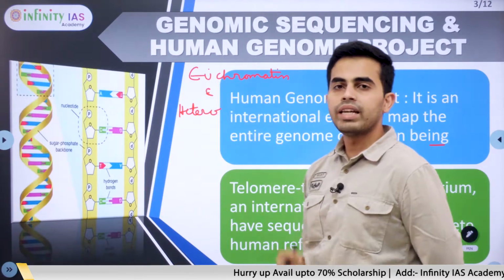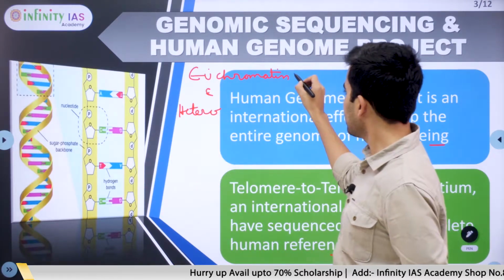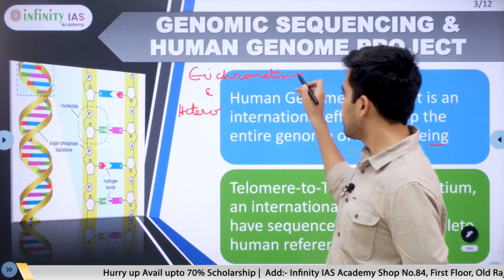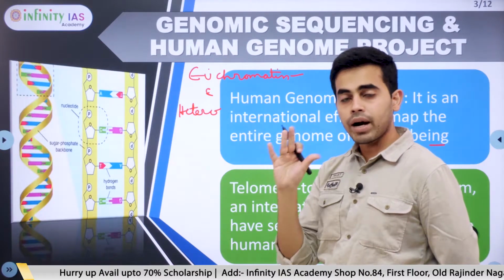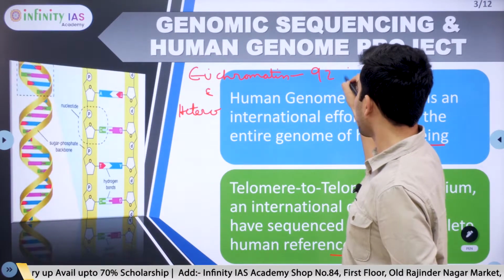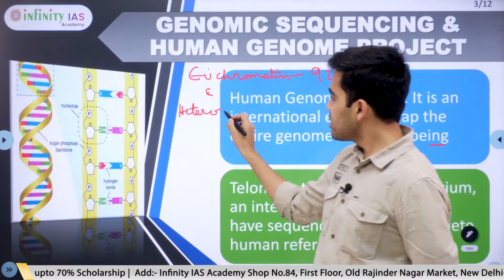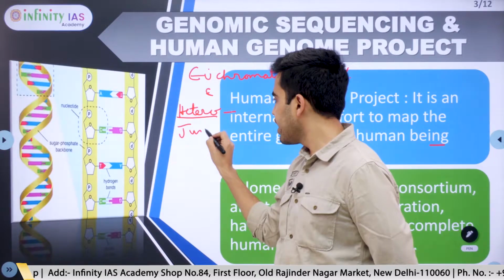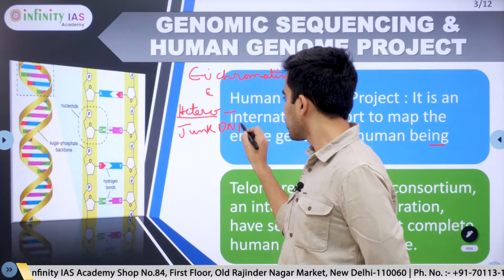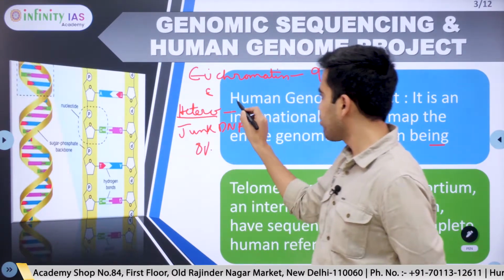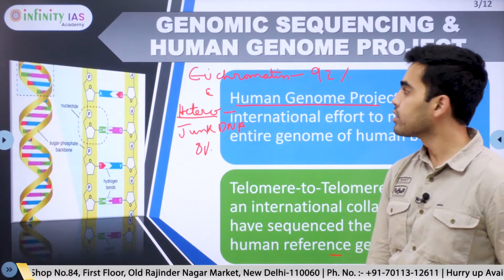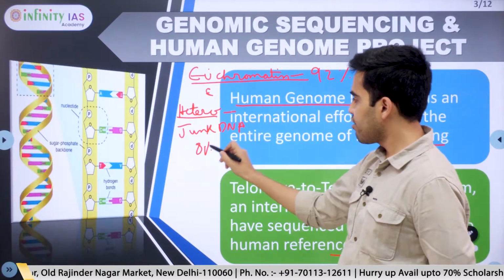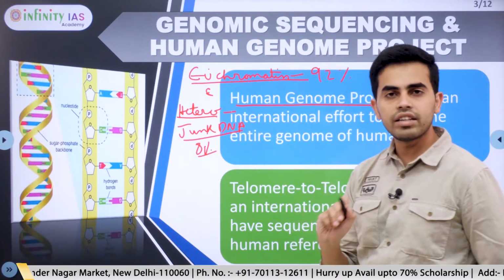Euchromatin, "eu" means true. So euchromatin is the major part, and it was believed that this is the most important part of the genetic material. That is, it forms about 92%. Heterochromatin was also called junk DNA, the 8% that was left out in the Human Genome Project. So the Human Genome Project mapped the euchromatin part but left out this 8%, that is the junk DNA.